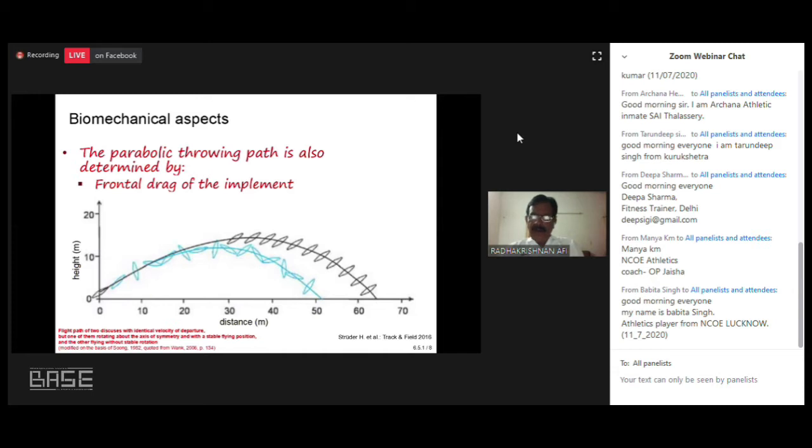Here I can just tell that if an athlete is very smart and technically strong, he can overcome these biomechanical aspects by technique. For example, when an athlete releases the discus, the attack angle, otherwise the angle of incidence, is the angle between the center of gravity of the discus and the edge of the discus.